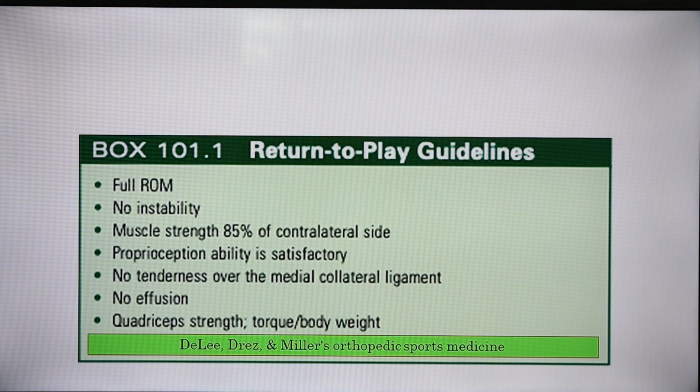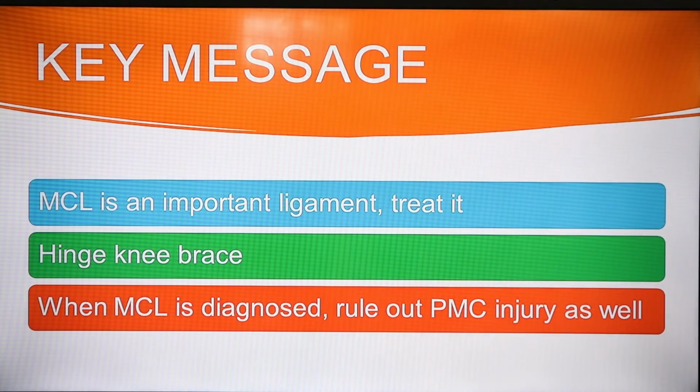Return to play is almost the same as for ACL. You need full range of motion, no instability, good muscle strength, good proprioception, no tenderness over the MCL and no effusion. So this is my last slide, half an hour. The key message is that the MCL is an important ligament, so treat it properly. Use a brace if needed, especially for grade 3 MCL.